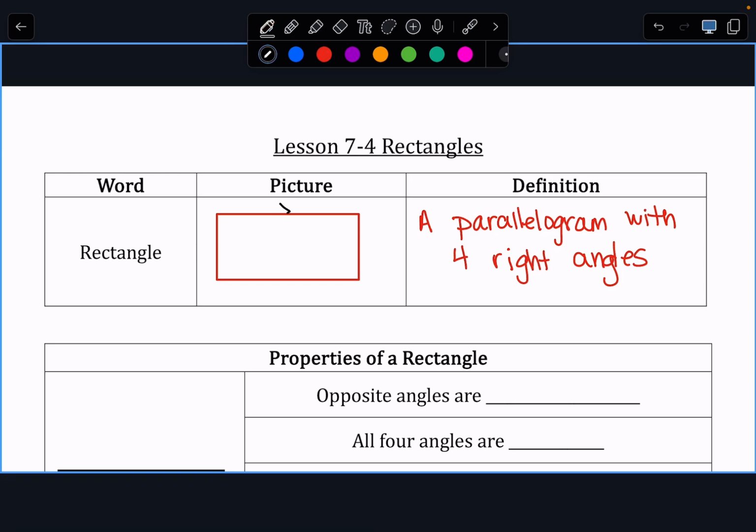So we have a parallelogram with 4 right angles.